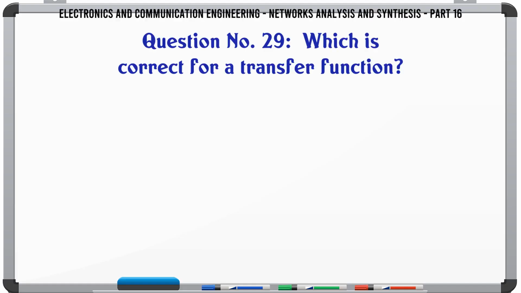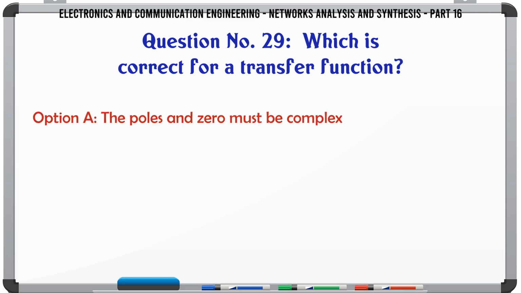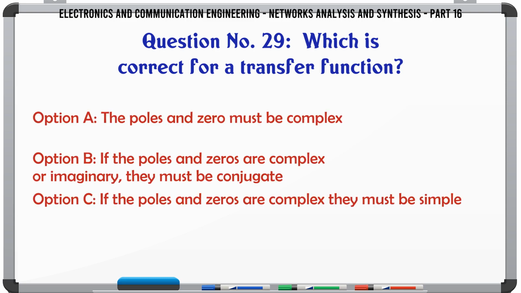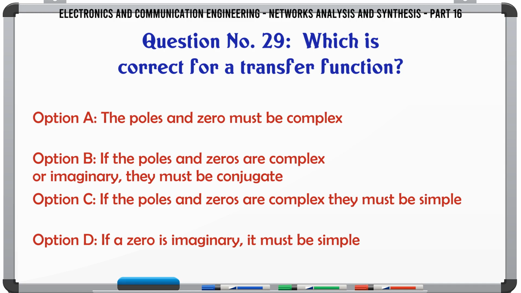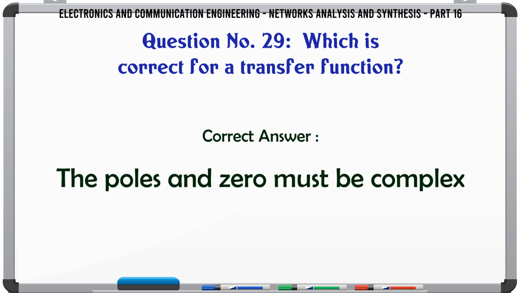Which is correct for a transfer function? A. The poles and zeros must be complex. B. If the poles and zeros are complex or imaginary, they must be conjugate. C. If the poles and zeros are complex, they must be simple. D. If a zero is imaginary, it must be simple. The correct answer is the poles and zeros must be complex.